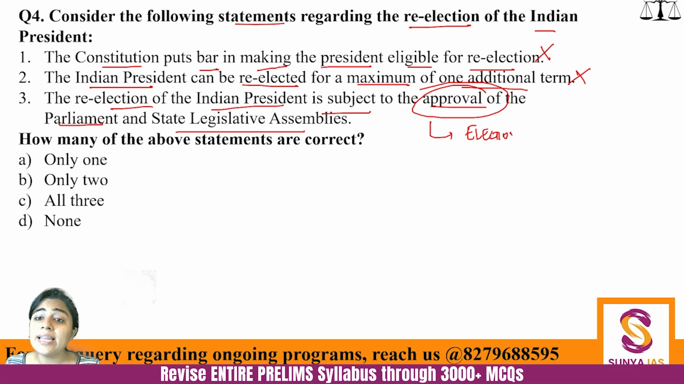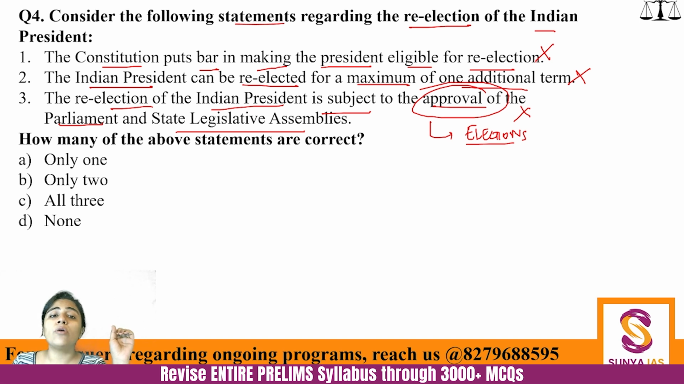So she again has to stand in the elections. She again has to win by the proportional representation and single transferable vote. And only then will she become the president again. And as many number of times as possible, because there is no bar. So even this becomes incorrect. So all three statements are incorrect.